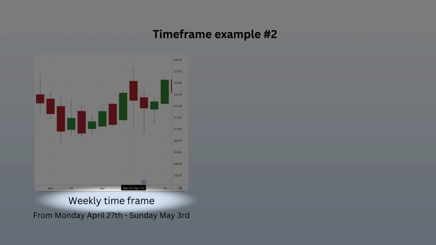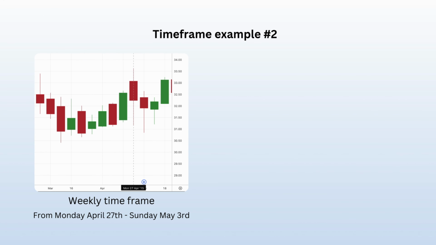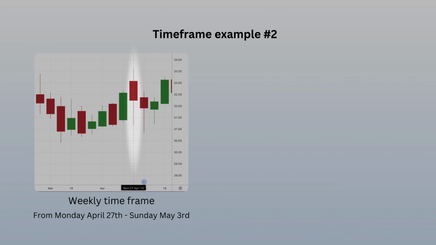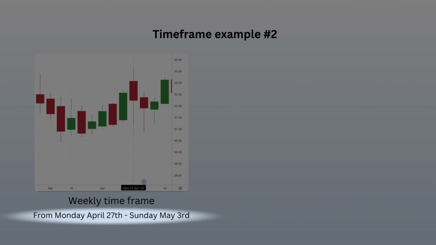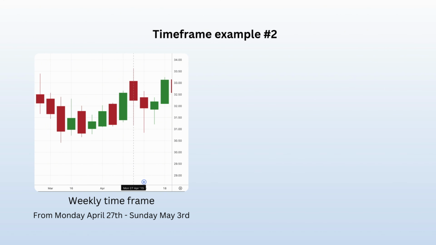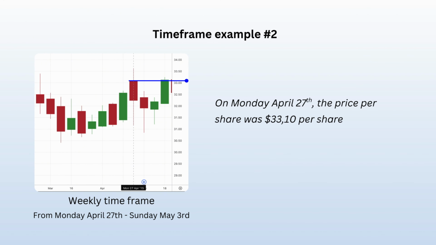In this case, we're in the weekly time frame, where every single candlestick then represents 1 week's worth of price action. So every single week, you see 1 new candle on your chart. And in this specific case, we're focusing on this candlestick over here, showing us the price movement that happened from Monday, April 27th until Sunday, May 3rd. And this is what the candlestick is telling us. On Monday, April 27th, the price per share was $33.10 per share. This is when this weekly candlestick started printing at the beginning of the week, which is on a Monday.